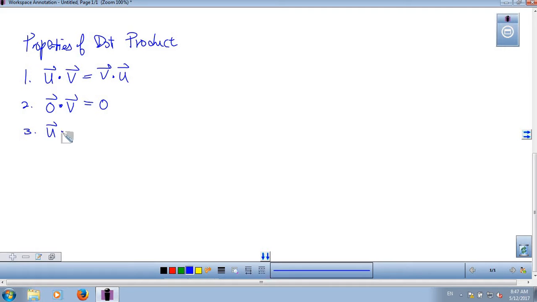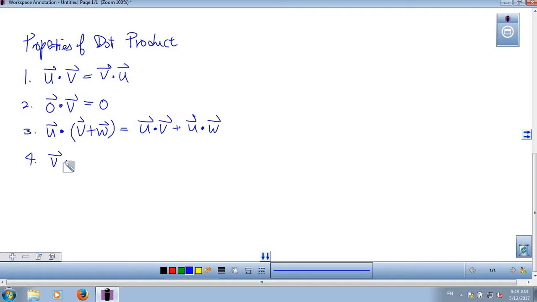And the vector product is also distributive. Vector u dot (v plus w) is the same as vector u dot vector v plus vector u dot vector w.